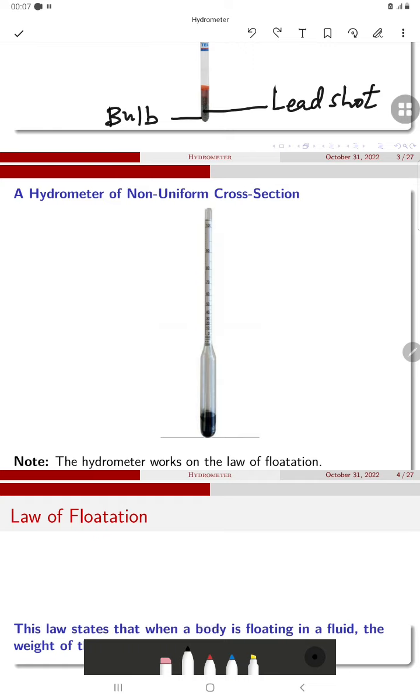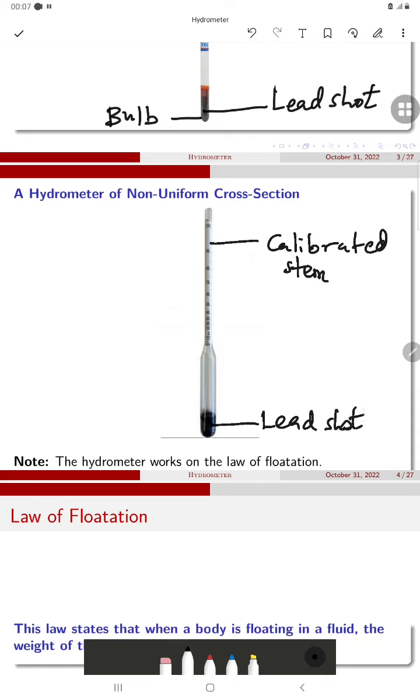And the parts have also not changed. This is still the calibrated stem. Sorry for the spelling. This is the bulb. This is the lead shot. Inside is the lead shot, and outside is the bulb. So you can pause the video for a while and then try and see if you can draw the parts.